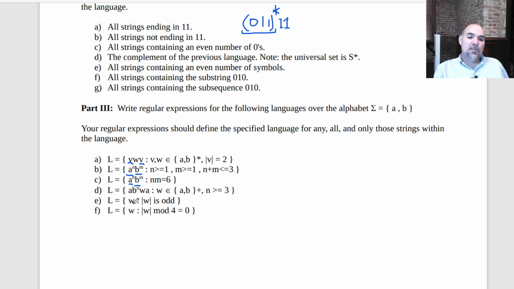The last 2: all strings W, obviously over this alphabet, such that the length is odd. All strings W such that the length of W mod 4 is 0. Now, what does that mean? Remember what modulus does? It gives you the remainder of a division. So if modding by 4 gives you 0, that means the length is evenly divisible by 4. In other words, the length is going to be a multiple of 4 in all of the strings in this language.